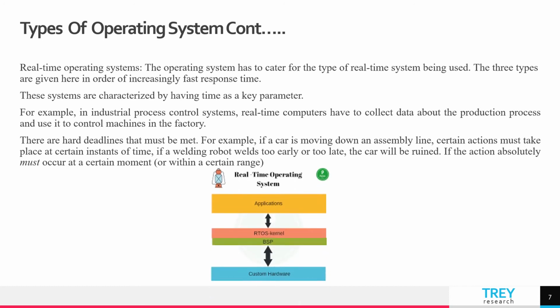There's a diagram here to simplify this type of operating system, the real-time operating system. For real-time, we've got applications, then the RTOS, which simply stands for real-time operating system, and then the custom hardware.